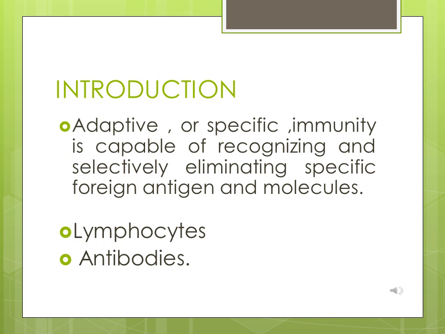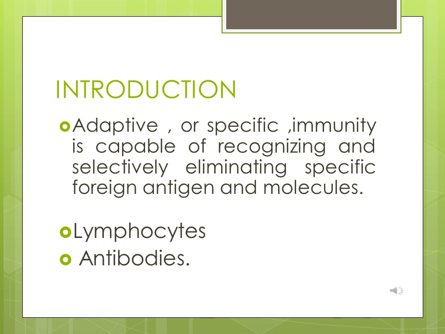Let's discuss about the acquired immunity. Acquired immunity also can be called as adaptive immunity or specific immunity. This particular type of immunity is very much specific against a sort of antigens or foreign immunogens. That's why they are known as specific immunity. Adaptive or specific immunity is quite capable of recognizing and selectively eliminating specific foreign antigens and related molecules.